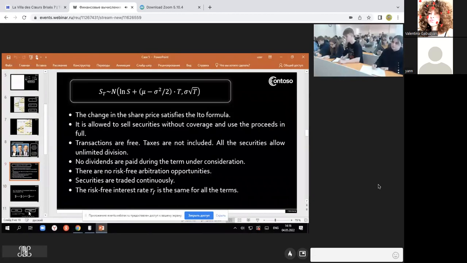So it's allowed to sell the securities without coverage, to use the proceeds in full, transactions are free, taxes are not included. All the securities allow unlimited division, no dividends are paid during the term under consideration, no risk-free arbitrage opportunities. What does it mean? I'm talking about this. What does it mean?